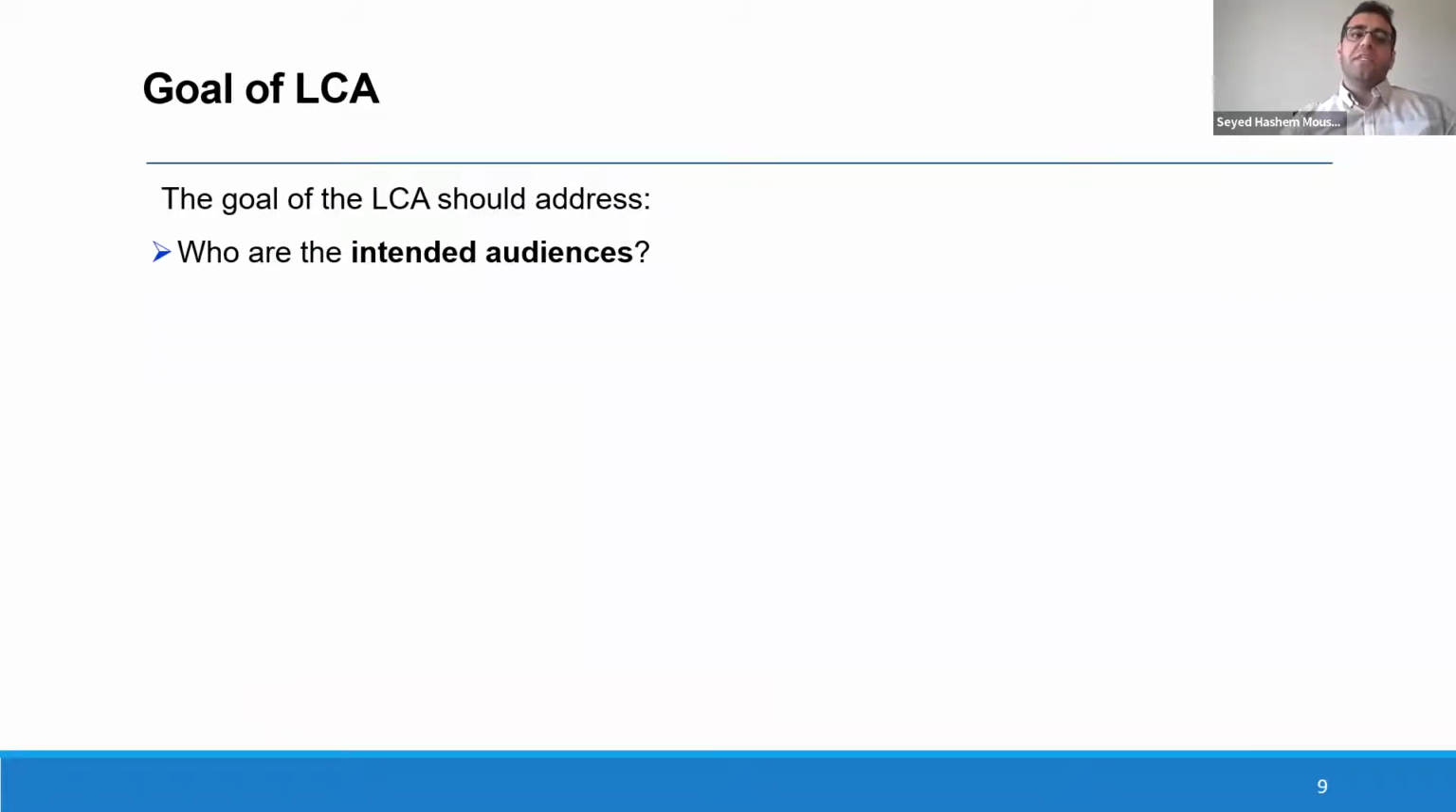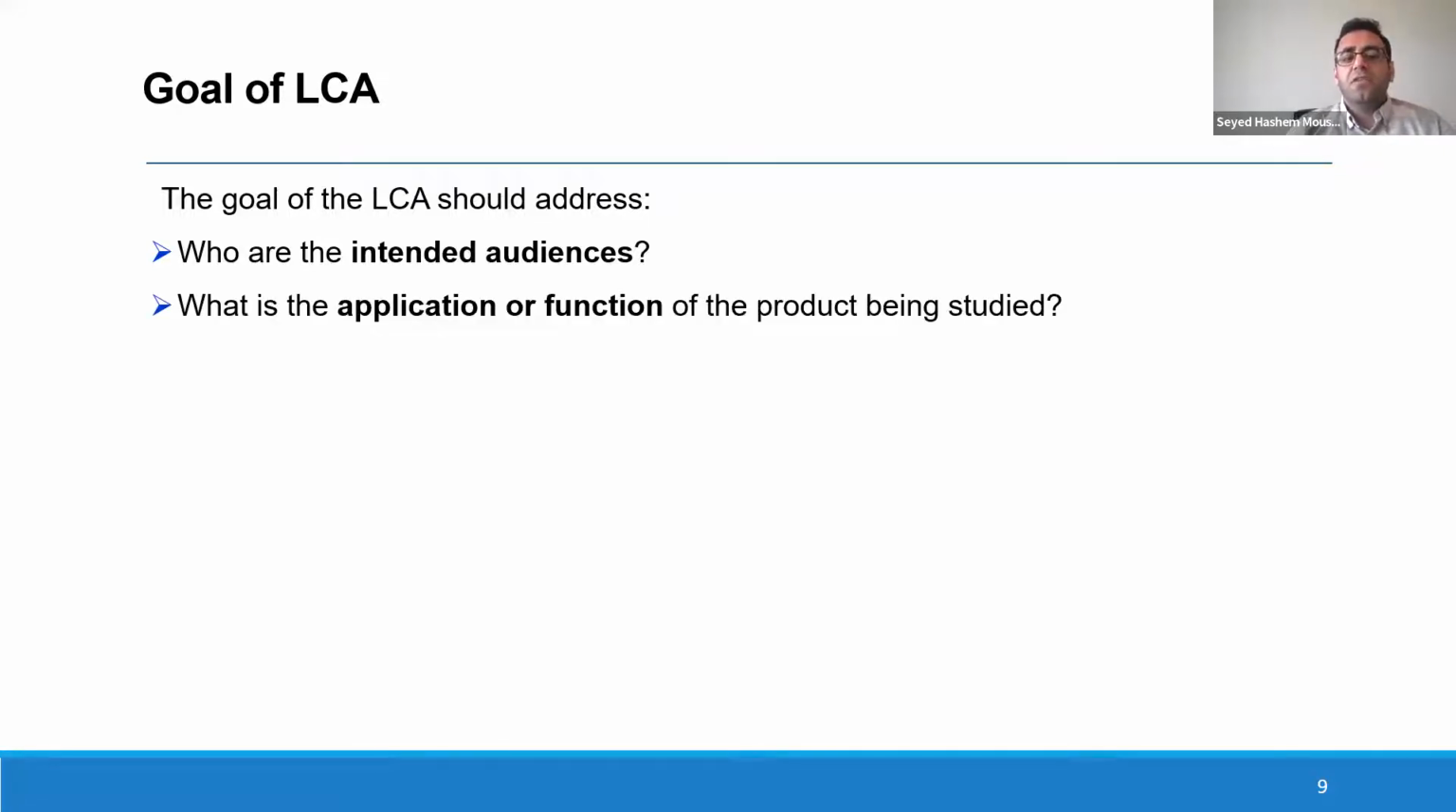Here I'll present more details about the four main steps of conducting LCA. In goal and scope definition, we should identify the intended audience. Then we should identify what is the application or function of the product being studied. For example, if we are doing the LCA for soybean production, we should identify whether soybean is being used as feed or as feedstock for bioenergy or biofuel production.